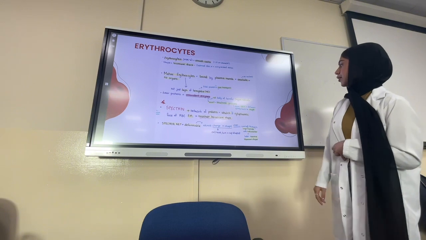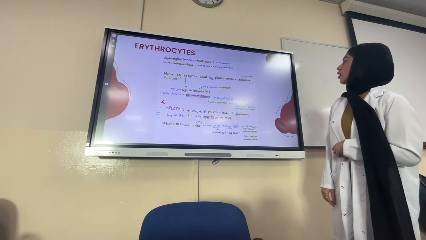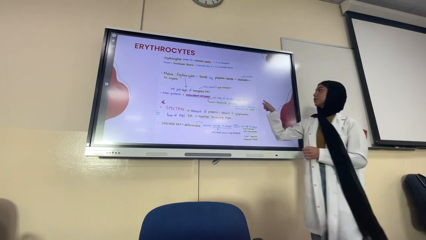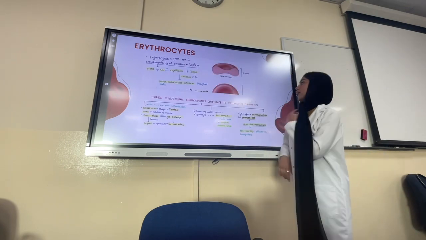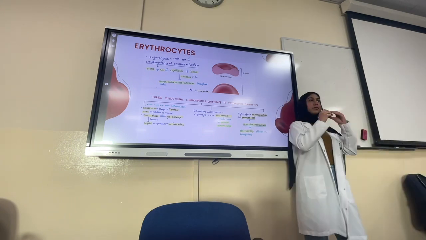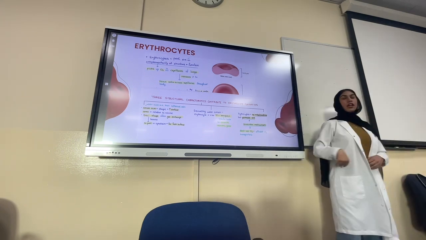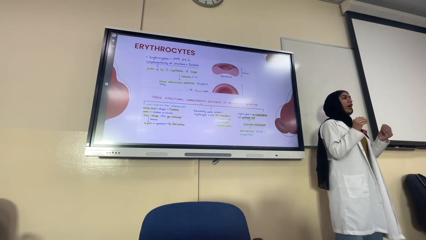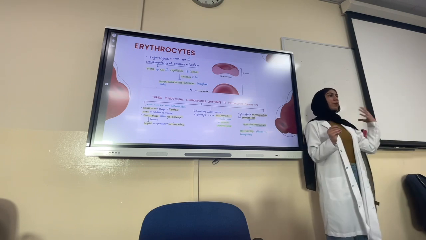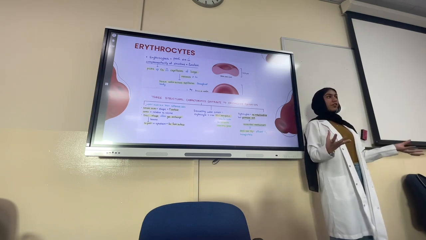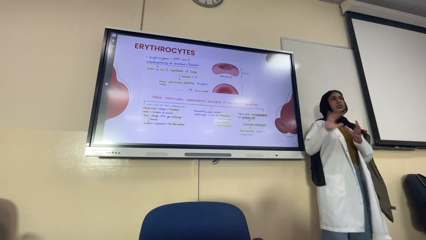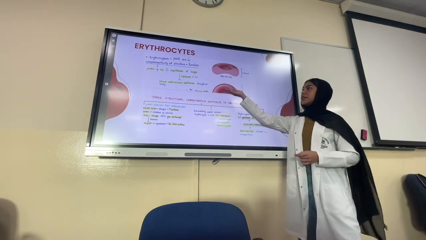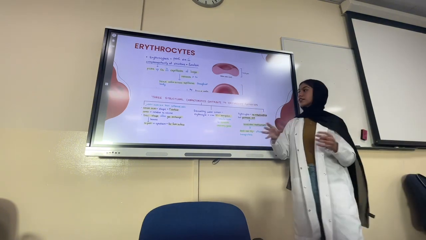Okay, what else here? We mentioned that they are anucleate. That's a really, really key feature that you should know. Now we discussed that the shape is biconcave. We had a question along the lines of: why are erythrocytes a perfect example of complementarity of shape and function? We'll see now, but don't skip over this part, okay? It's a perfect example of the complementarity of function and structure.